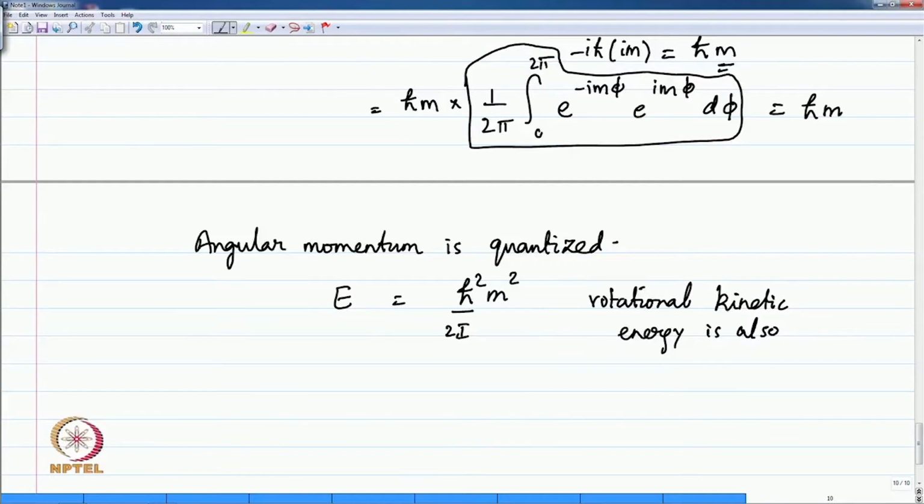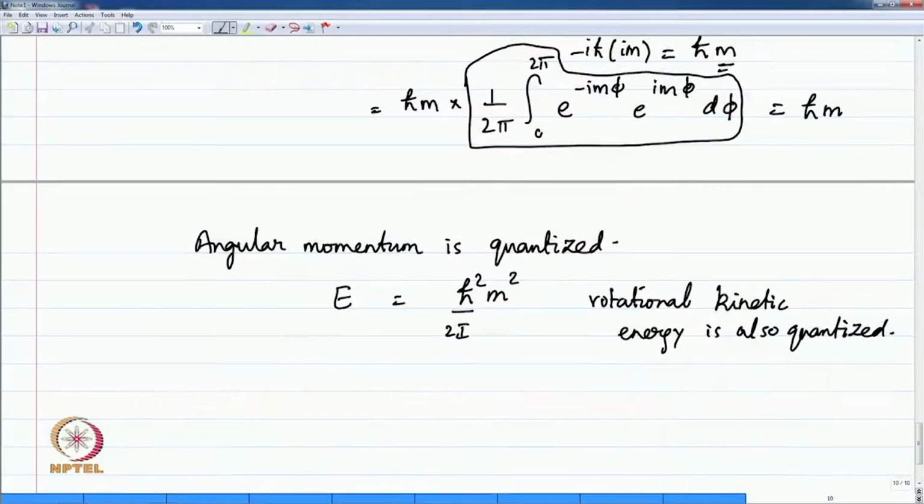Is also quantized. I have been careful enough not to include the rotational potential energy. See, there is a potential energy, as I said in the last lecture. Rotational motion is an accelerated motion, it is a non-inertial motion. And the particle or the system keeps moving around a point only because there is a central force directed towards the center of the rotation. Therefore, the potential energy cannot be ignored.